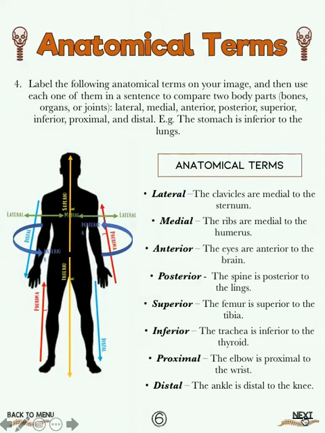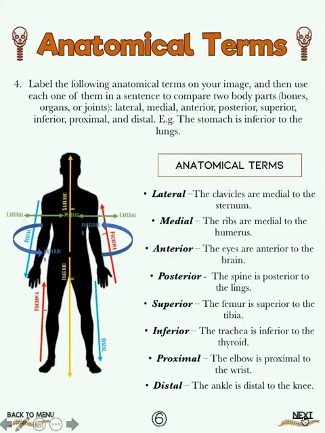Anatomical terms. Anatomical terms can help us define something in the anatomy of our body. For example, in this image, we can see that the yellow lines represent the superior and inferior parts of the body. The green lines represent the medial and lateral parts of the body.